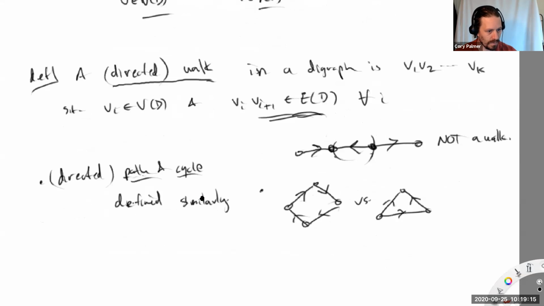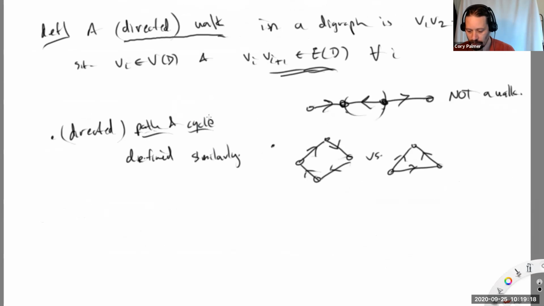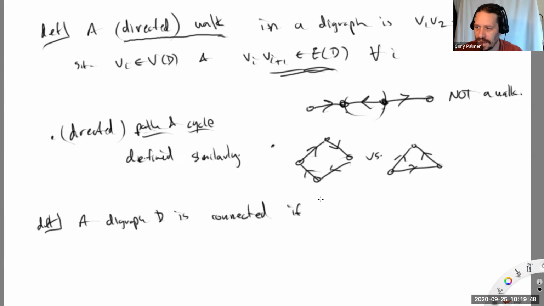Okay. All right. So once we have those things, we can prove a couple theorems that are similar to before, but we need to introduce one more definition here. And the idea of connectivity is also a little bit different in digraphs than it is in ordinary graphs. We have two notions of connectivity. Okay, so the first, just keep writing definitions here. So a digraph D is connected if the underlying graph is connected.